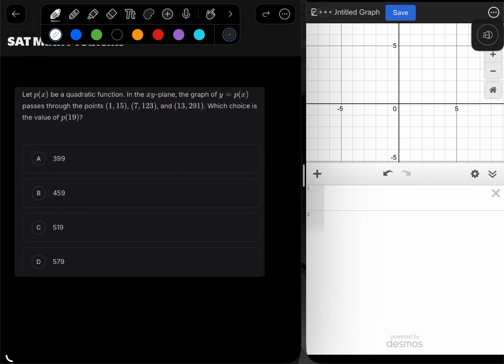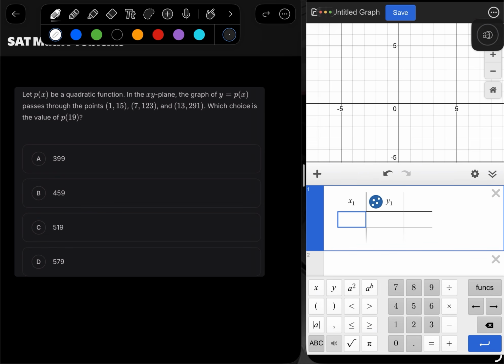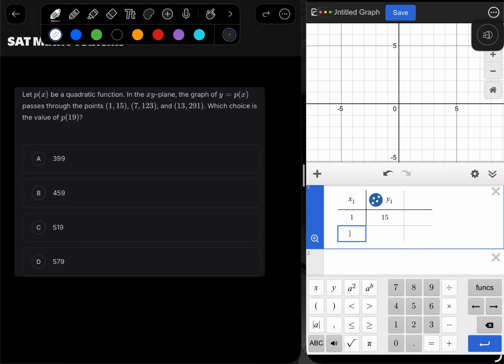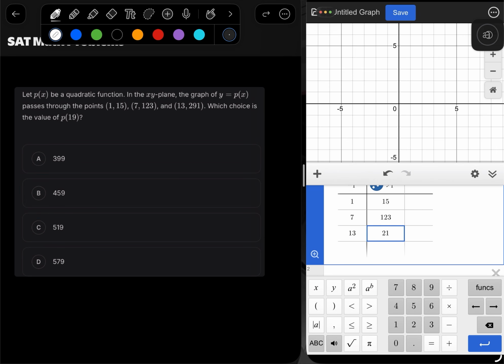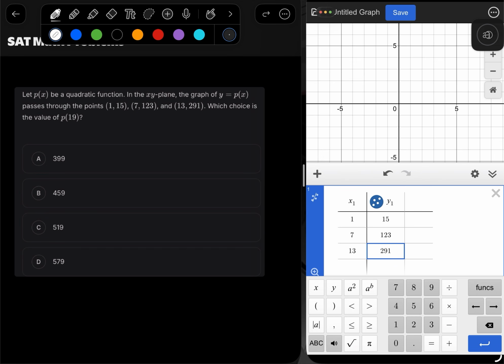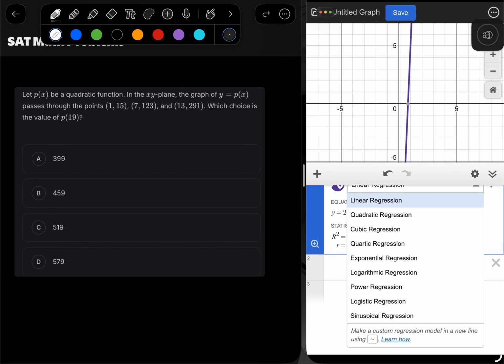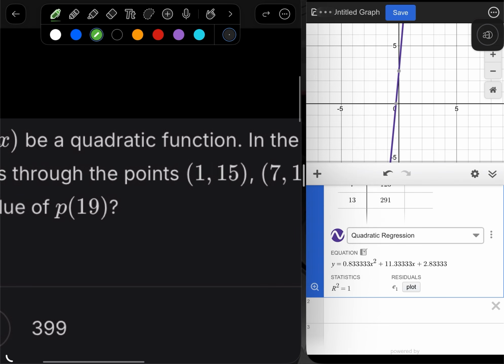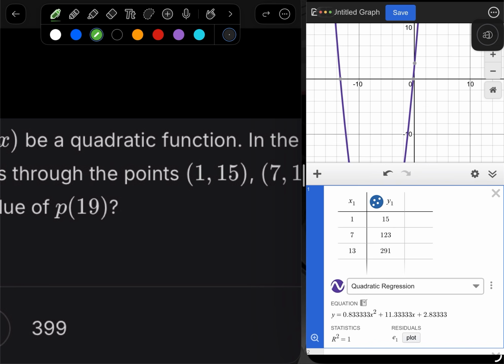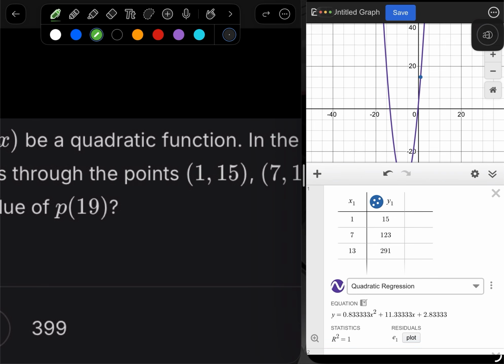The first way utilizes Desmos, right? So what we can do, if you look on the right, is make a table and type in the points they give you. So we have 1 comma 15, 7, 123, and then of course 13, 291. And what you can do with these points now is click that regression button, and then you can click on quadratic regression, because again, this is a quadratic function. So a quadratic regression essentially gives you the approximate graph that would go through all these points.